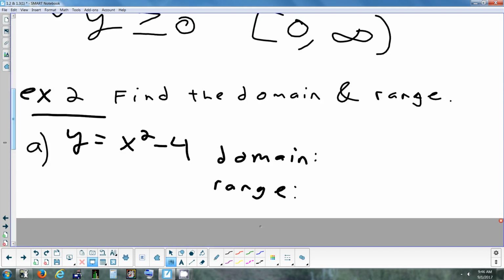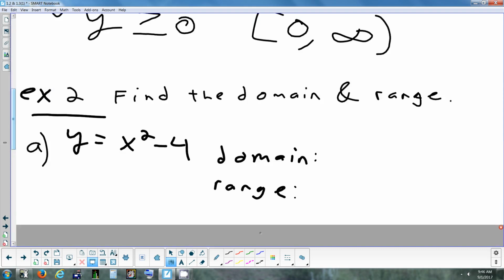I'm going to hold off on that one, but keeping in mind that it's a parabola. Do parabolas go up forever and down forever? No. So when you're writing the range of a parabola, it's one of two cases. Either there's a minimum value and it goes up forever, or the other way around. There's some maximum value and it goes down forever.